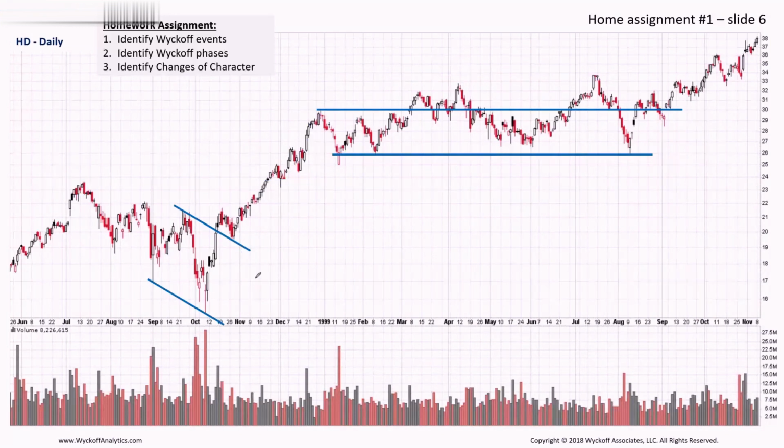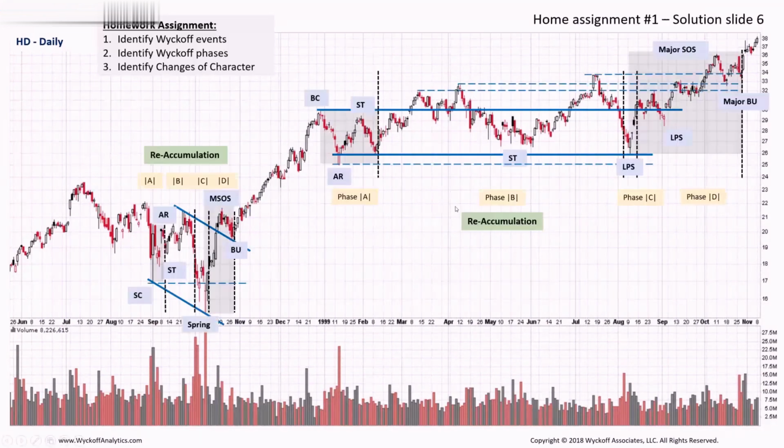I would probably be thinking more about this area right here as a sign of strength in the backing up action. But I see the logic of why you would think so. All right, great. So here's my labeling here. You could go through this as you do your homework.